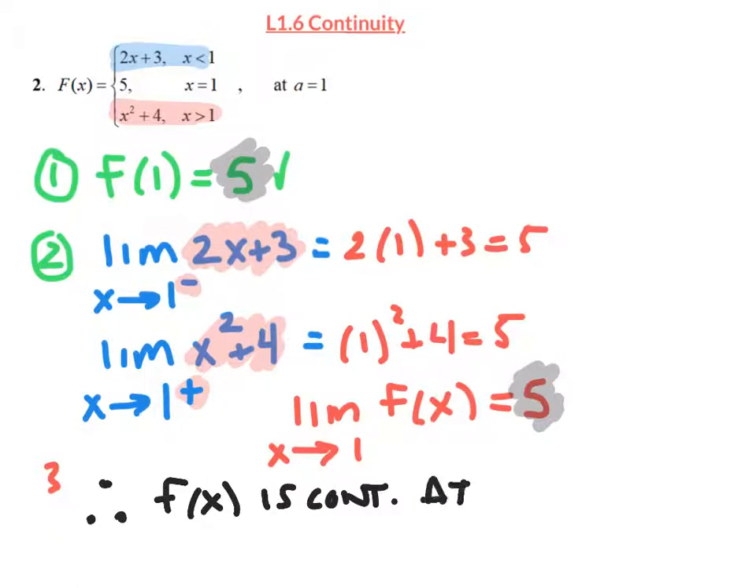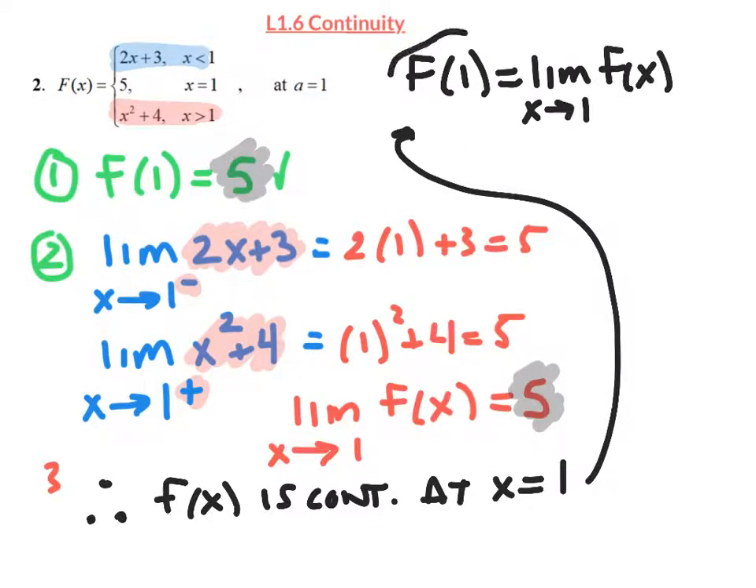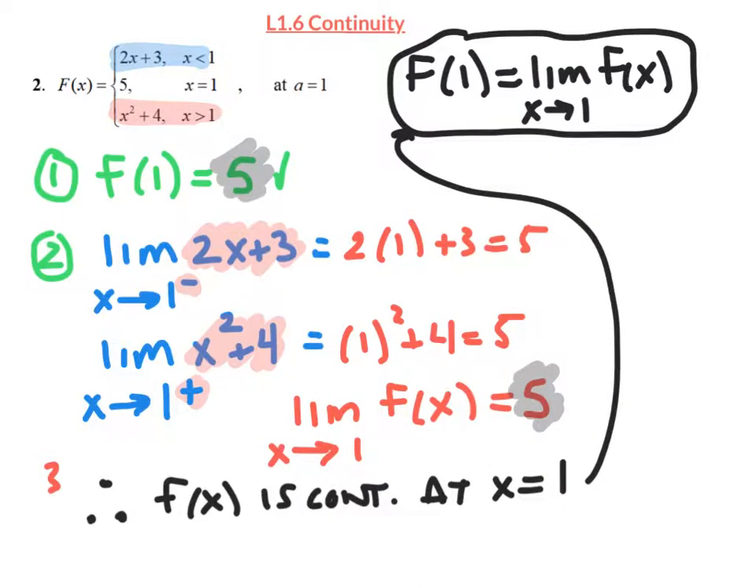at x equals 1. And again, basically, our answer is, and I'll run up here to do it, because f of 1, the value at the moment, is equal to the limit at that same moment. That is exactly why it's continuous. This is the heart of the definition of it being continuous.